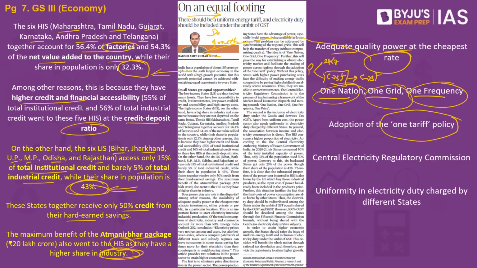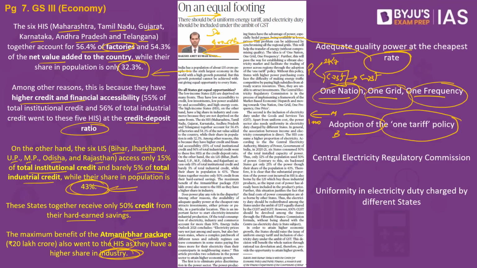Added to it, the second recommendation the author makes is in reference to one tariff policy. What do we mean by one tariff policy? Let's say for example there is the state of Maharashtra, or let's take the example of Bihar. Maharashtra might be giving the power supply 24/7, and the rate at which it is imposing this particular tariff or the taxation on the electricity would be comparatively less.